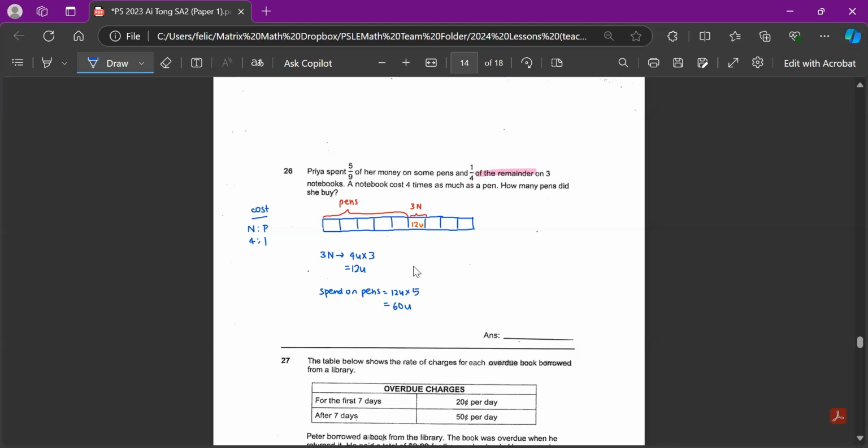Now remember every pen costs 1 unit. Look back at the ratio. Every pen costs 1 unit. How many pens do I need to buy to pay 60 units? If you want to find the number of pens, you have to do the division, not multiplication. You are using the cost, 60 units, dividing by 1U from the ratio, which means that she paid for 60 pens.